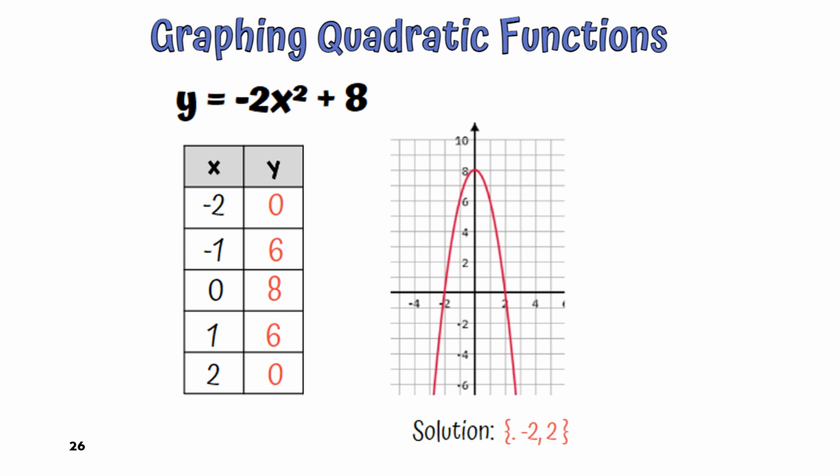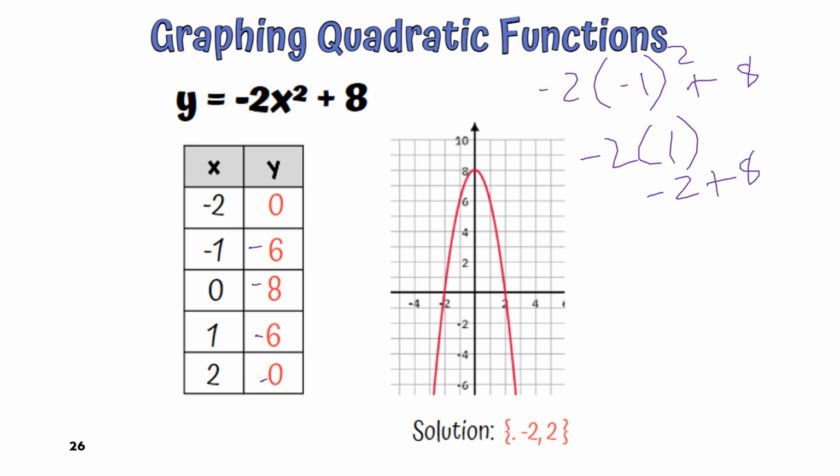So I came up with 6, 8, 6, and 0. So once again, we did -2 times -1 squared plus 8. So -1 squared is 1. So -2 times 1 is -2. -2 plus 8 is 6. Then we had -2 times 0 squared plus 8. Well, anything times 0 is 0, so we had 0 plus 8.